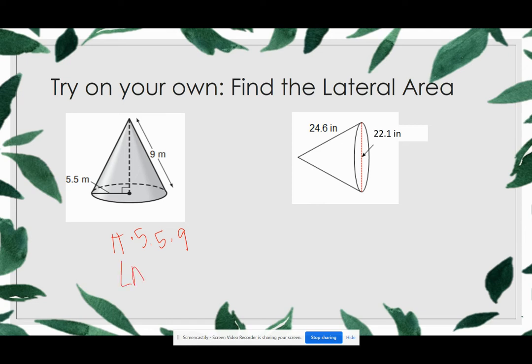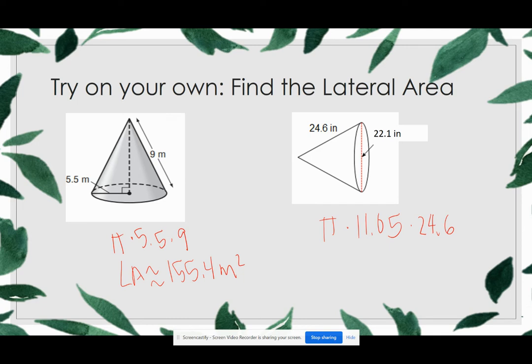And my lateral area is approximately 155.4 meters squared. And the other one we divide in half, so our radius is 11.05. Once again, our radius is from the circular part side to side, and our slant height is the slanted part.